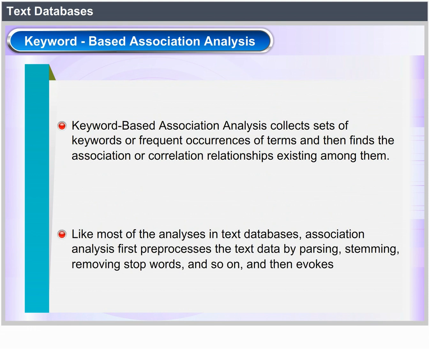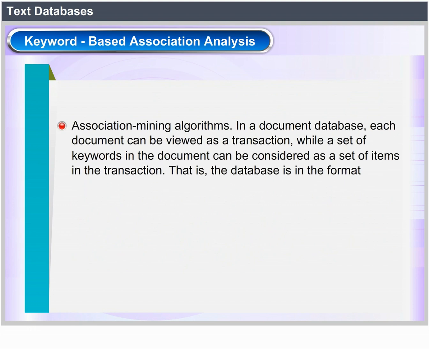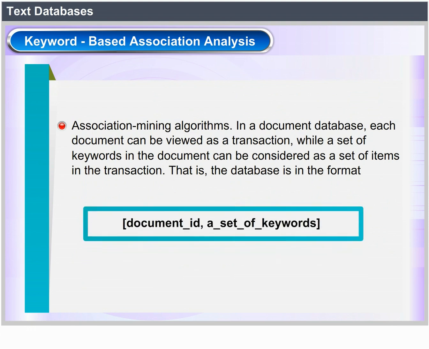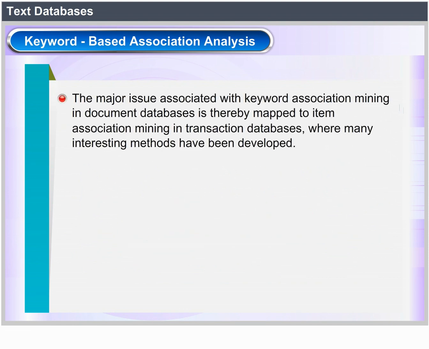In a document database, each document can be viewed as a transaction, while a set of keywords in the document can be considered as a set of items in the transaction. That is, the database is in the format document ID, a set of keywords. The problem of keyword association mining in document databases is thereby mapped to item association mining in transaction databases, where many interesting methods have been developed.